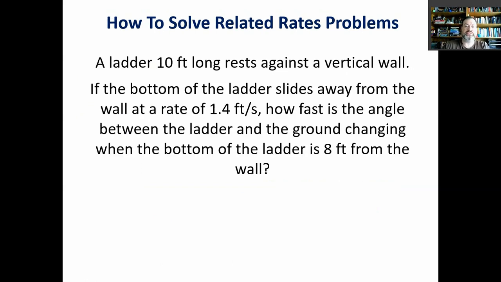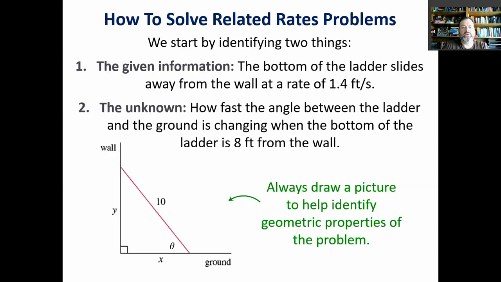Right? So if you just break down what it says: length of the ladder, given. How fast it's moving in the x direction, given. And we want to know what is the rate of change of theta with respect to time. And that's what I wrote down here, right? What do we know? What do we not know?